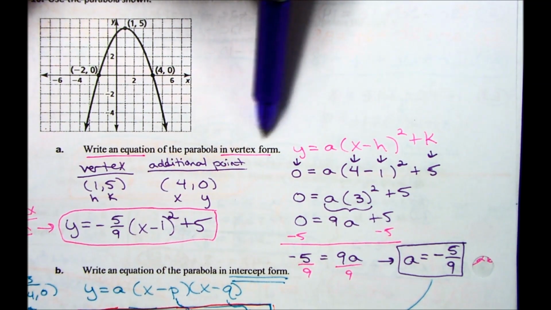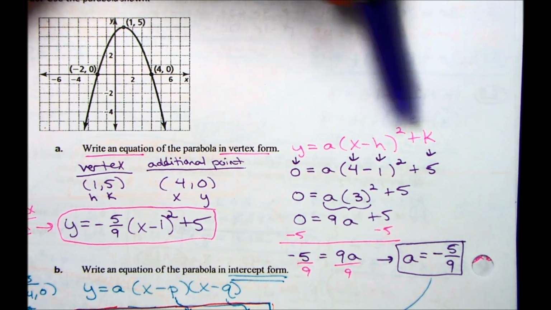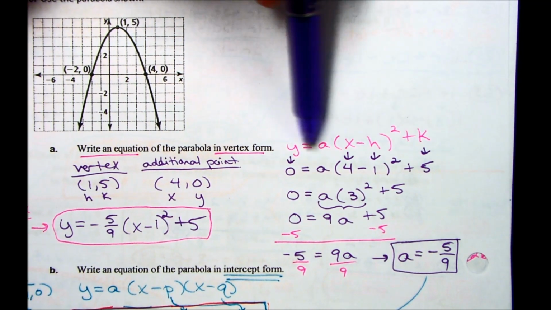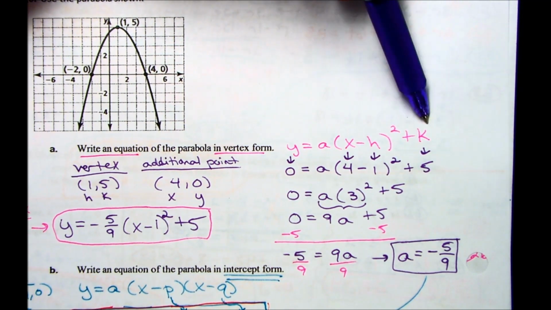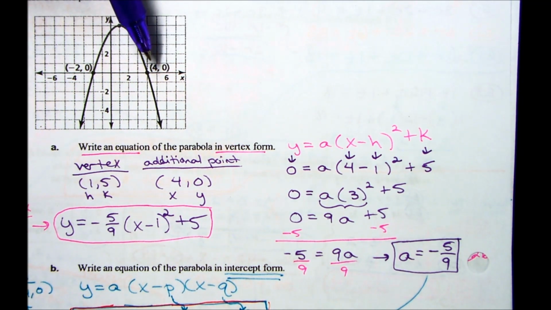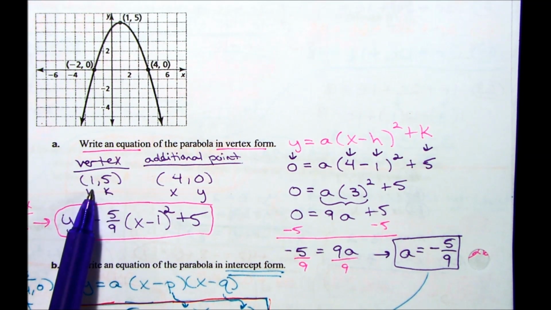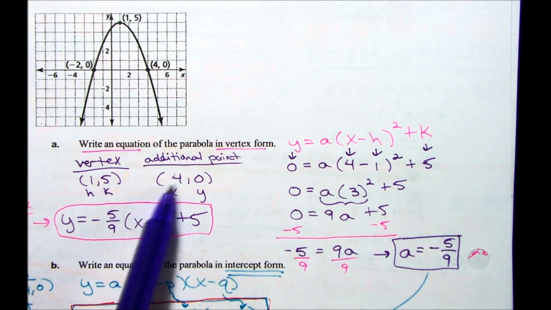If you're asked to write it in vertex form, it's the form that has the vertex in it. It's going to have the h and the k in it. So hopefully you have memorized these by using them enough. So y equals a, and then in parentheses x minus h squared plus k. I chose to use the vertex, which is the point 1, 5 up here, and I chose to use the additional point 4, 0.